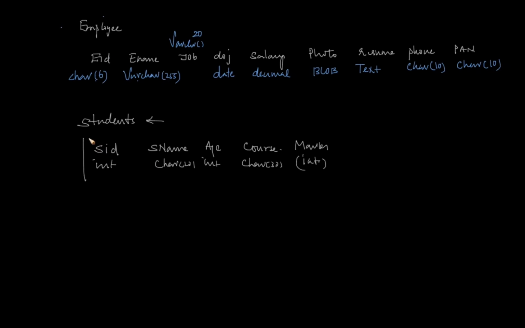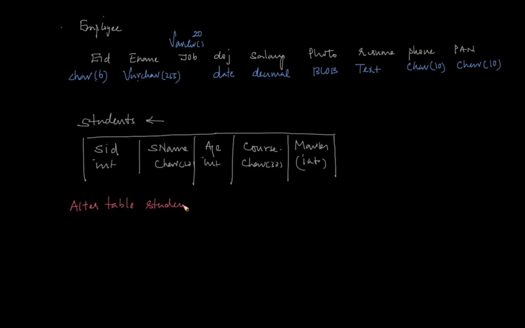Let's see how to add a column to a table that already exists. If I want a new column, I will use the alter command. So we will say alter table students, and I want to add a column, so I'll say add column marks, which is of type integer. This will add a new column called marks.